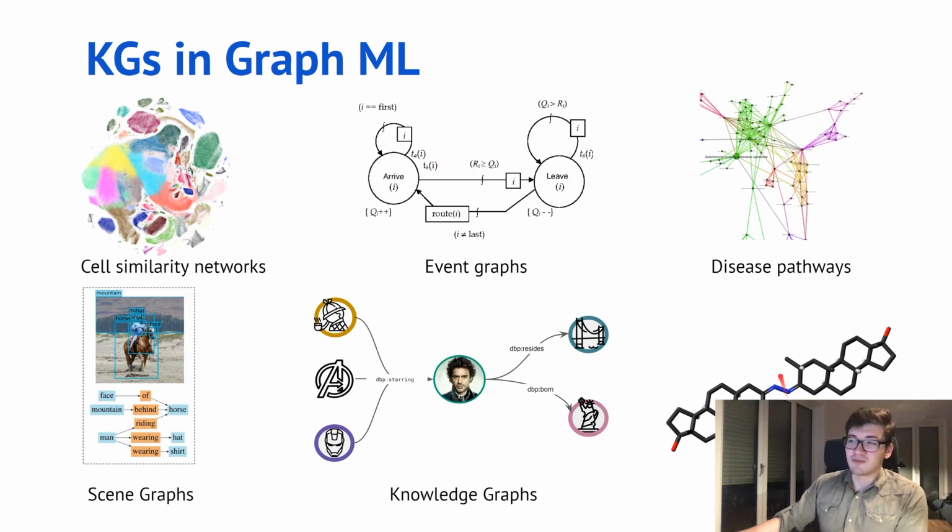There are event graphs, or molecules, or some pathways and so forth. And they have their own specific parameters, and something makes them unique. And there are also some parameters which make KGs unique, and those we'll be talking about next.